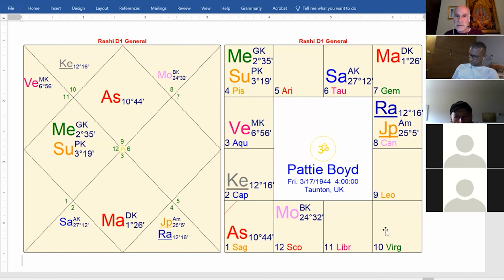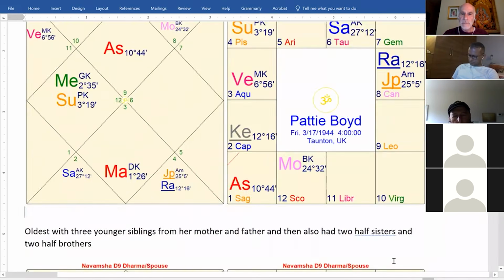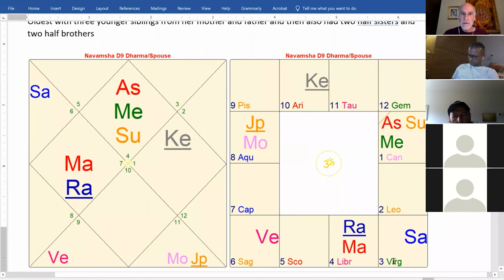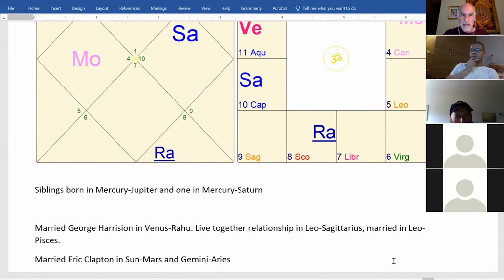younger siblings. Is that right? Yeah, 3 and 4. But not all of them by the same mother and father. So here you see the snapshot method working. And then if I can find my note to myself here. The sibling born right after her was in Mercury Jupiter, and the one right after that was in Mercury Saturn.